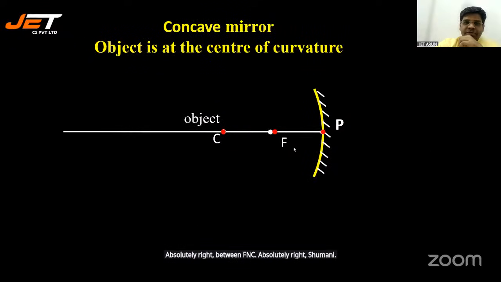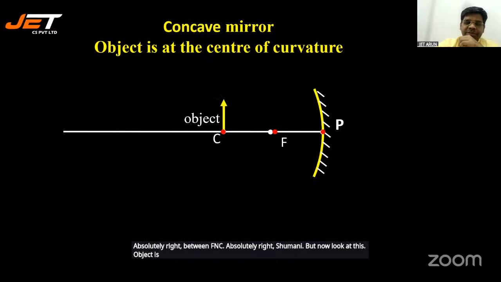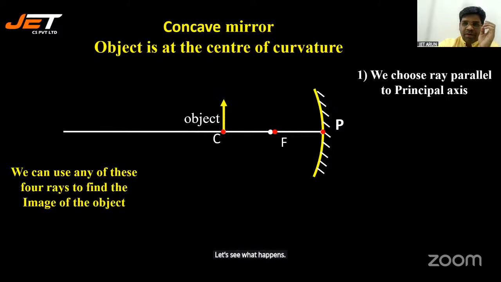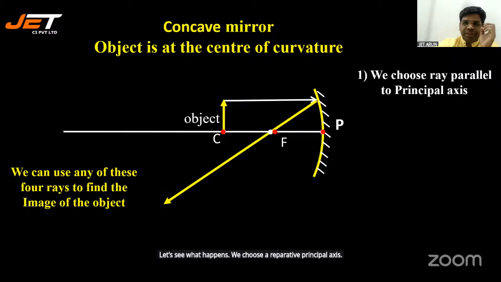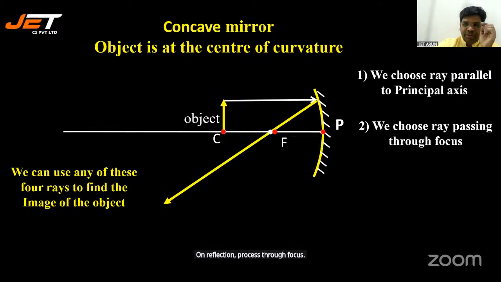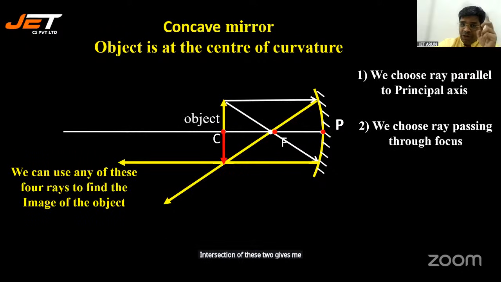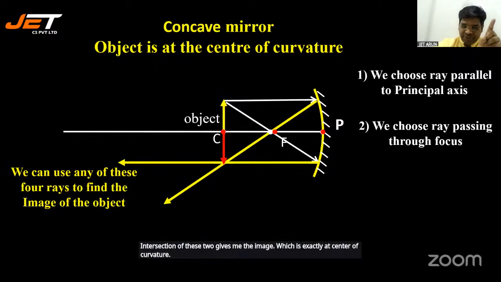But now look at this. Object is placed exactly at C. Now what do you think happens? Again, there is a pattern emerging. As it comes to C, let's see what happens. We choose a ray parallel to principal axis. On reflection, passes through focus. A ray passing through focus, on reflection becomes parallel. Intersection of these two gives me the image, which is exactly at center of curvature and of the same size as the object.